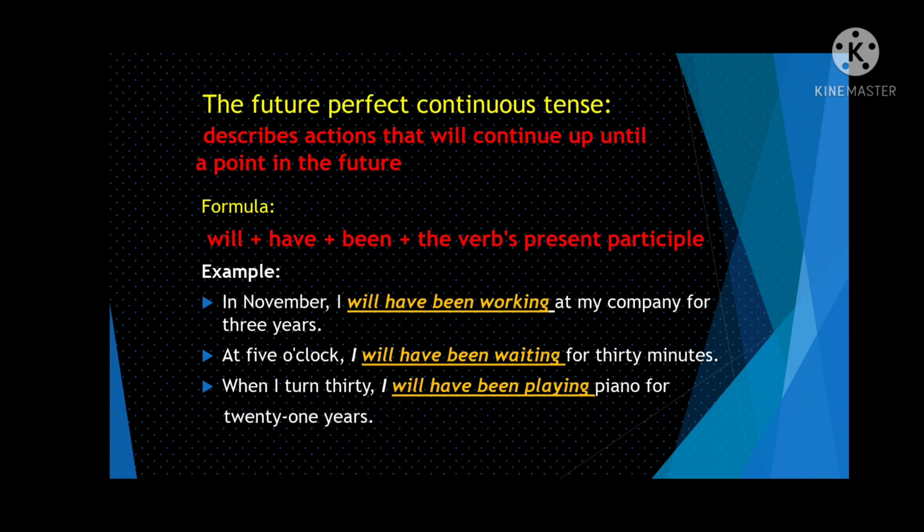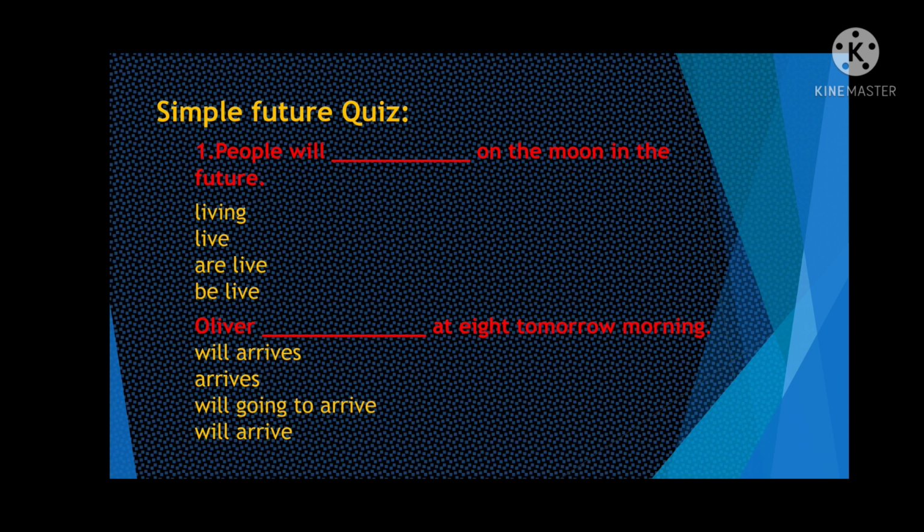At 5 o'clock, I will have been waiting for 30 minutes. Another easy way to remember this is will have been plus the ing verb. Can you see? Working, waiting, playing. Will have been plus the ing verb will give you the future perfect continuous tense.